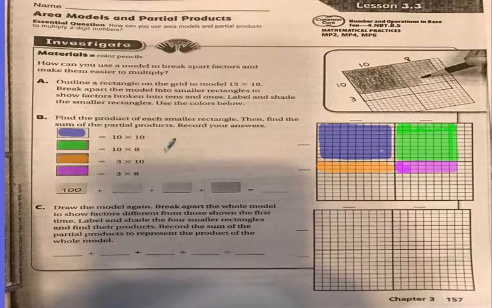Okay, so I paused the video and I went ahead and highlighted how you're going to color in your paper. Like I said, if you haven't got colored pencils yet, please do so. And you're going to find the product of each smaller rectangle. Then find the sum of the partial products and record your answer. So we're doing a total grid of 13 by 18.